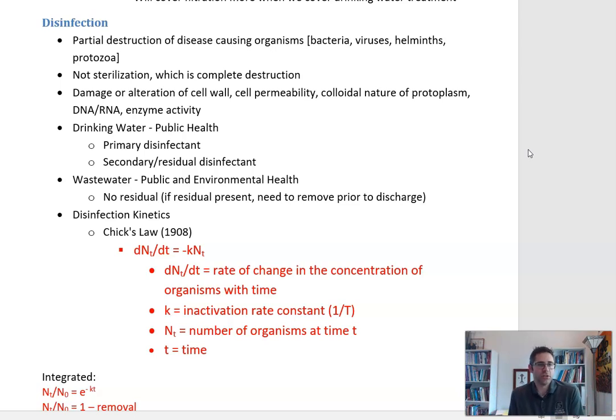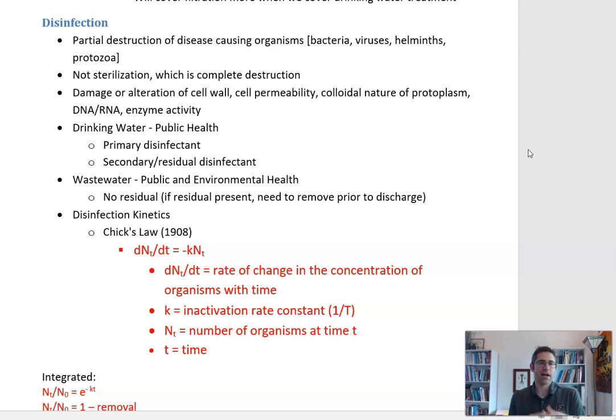It's partial destruction. That can include damaging cell components like the cell wall, or influencing cell permeability, damaging the DNA or the RNA, or affecting enzymes, essentially making it so that these things are not infectious anymore. So you might have a bacteria that you don't kill. The bacteria is still alive, but you damage its RNA, and so if you did ingest it in drinking water, for example, the bacteria wouldn't be able to reproduce in your body.